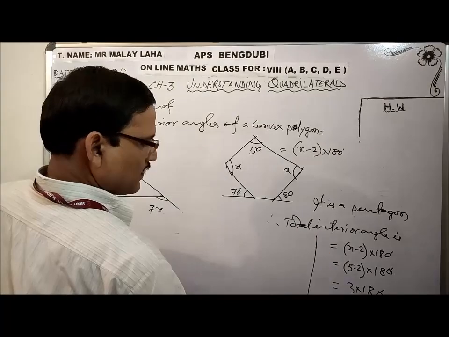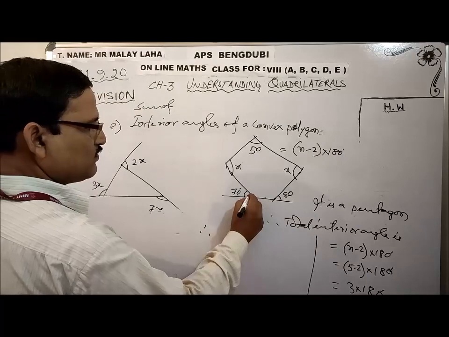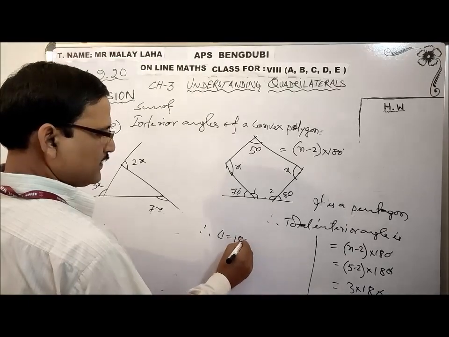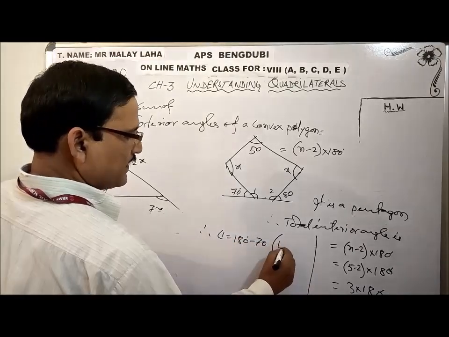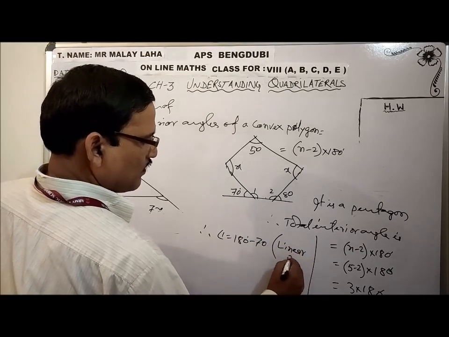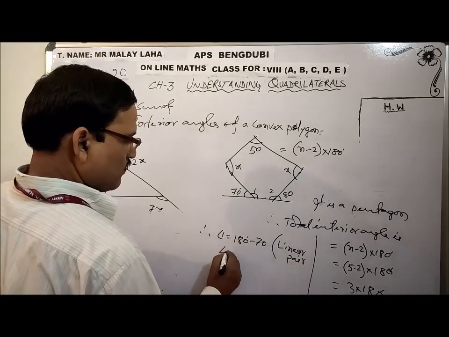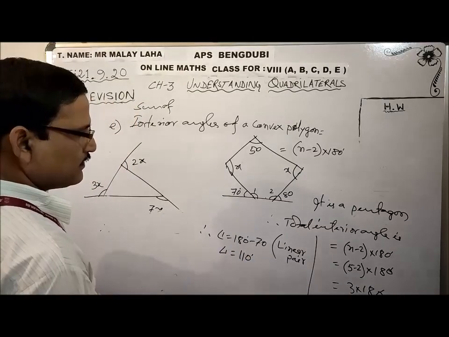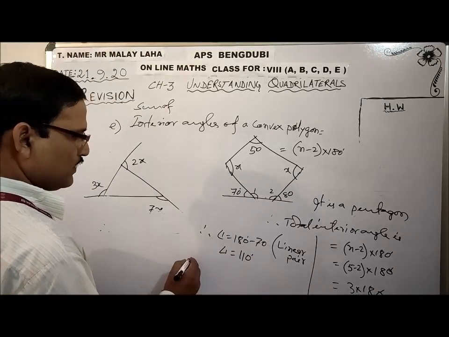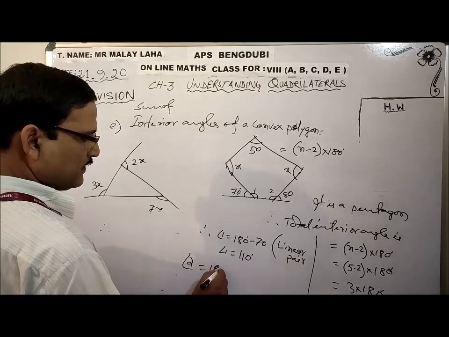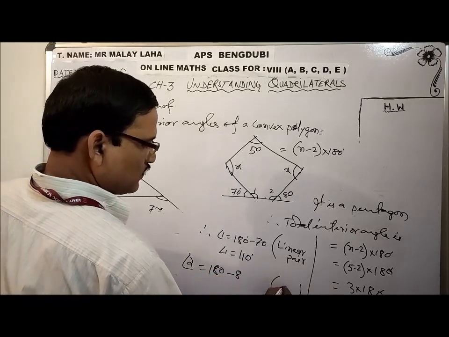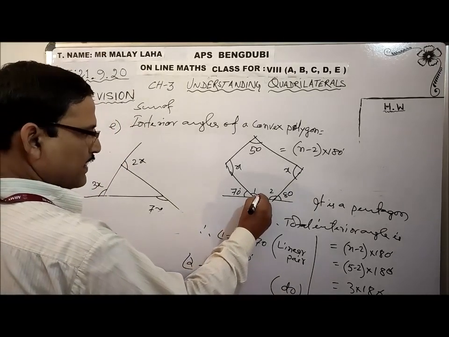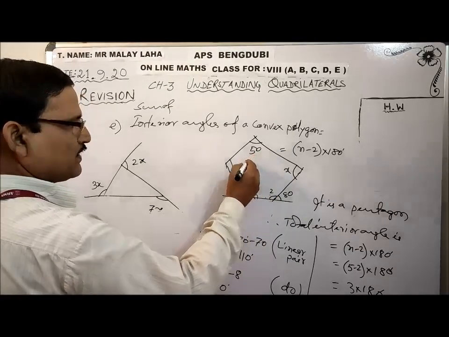Now what I will do, you have to find out angle 1 and angle 2. Angle 1 will be 180 degree minus 70. Why? Linear pair. Inner and outer always form a linear pair. So angle 1 will be 110 degree. Are you clear? And angle 2 will be 180 degree minus 80 degree, same reason. So it is coming 100 degree. Now you have got this one is 110 and this is 100, this is 50, and x and x.